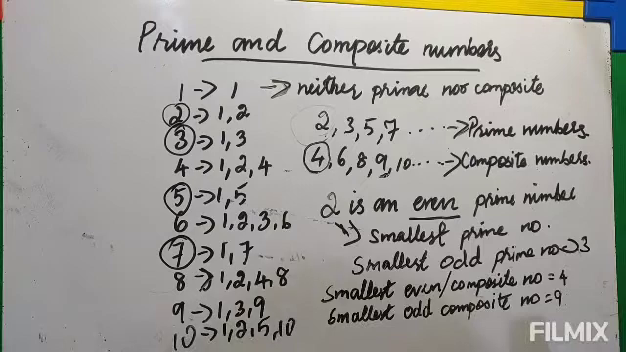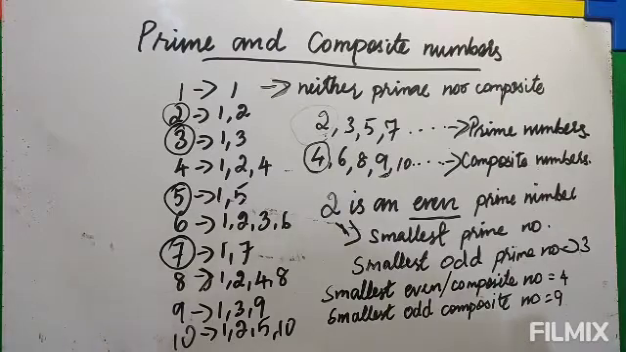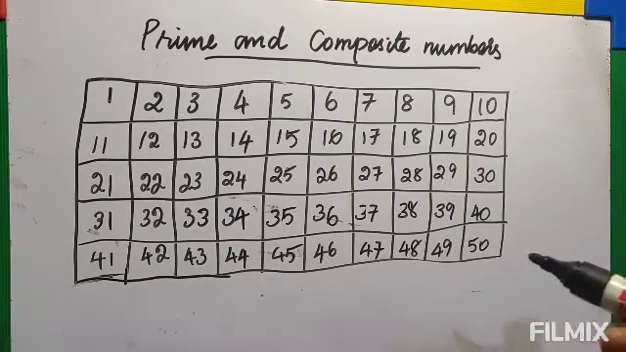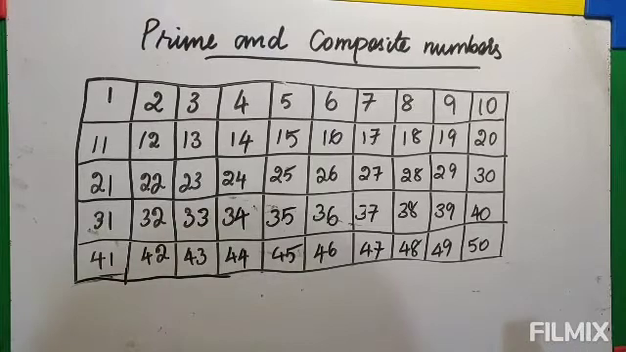Now, how to find the prime numbers. First I will teach from 1 to 50 what the prime numbers are and how to find them. The same way you can do for 1 to 100. So I will make a column and teach you. To find the prime numbers between 1 to 50, I have written the numbers from 1 to 50 in columns and rows. From here we will follow some rules and find the prime numbers.